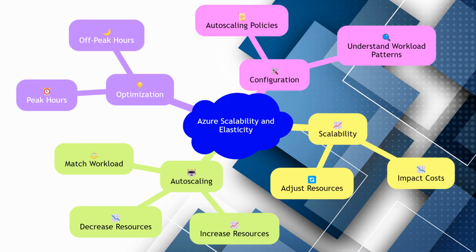Azure's scalability and elasticity features allow you to adjust resources based on demand, which can impact costs. Auto-scaling can automatically increase or decrease resources to match workload requirements, helping to avoid over-provisioning and underutilization. For example, scaling up resources during peak hours and scaling down during off-peak hours can optimize costs. Properly configuring auto-scaling policies and understanding your workload patterns are key to leveraging these features effectively.